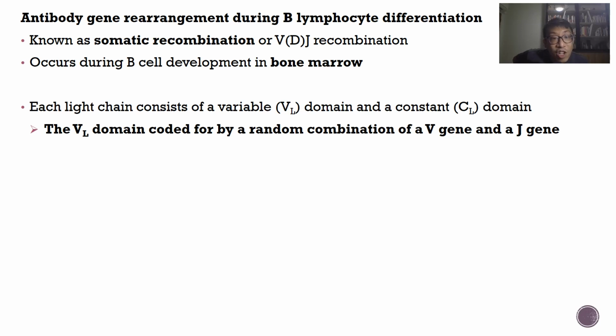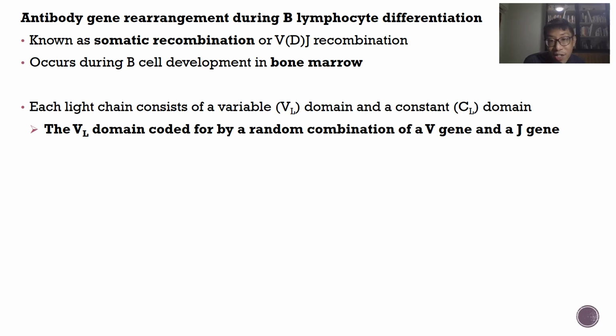For the light chain first, as we have looked at in the previous lecture when we looked at the antibody structure, the light chain polypeptide has two domains: the variable domain that makes up part of the antigen binding site, and the constant domain. The variable domain of the light chain polypeptide is coded for by just one of the V genes and one of the J genes.